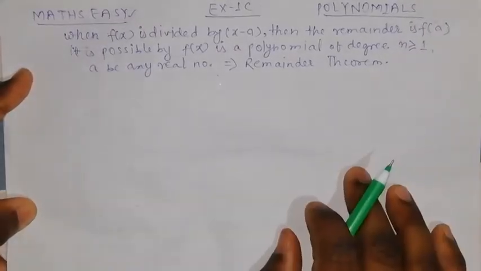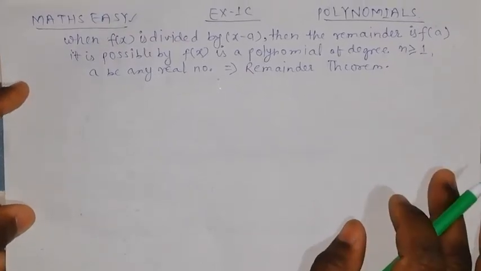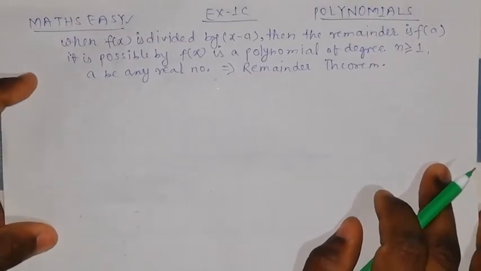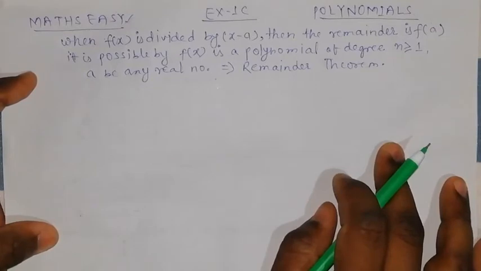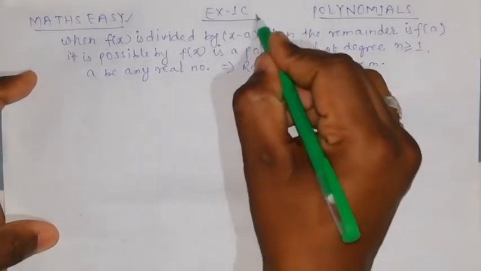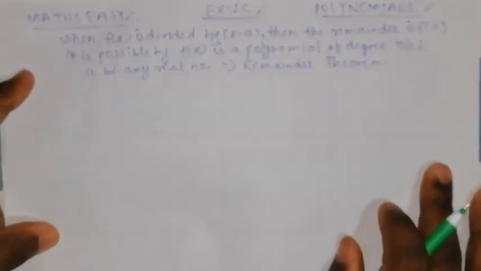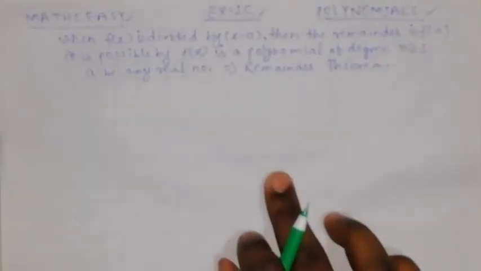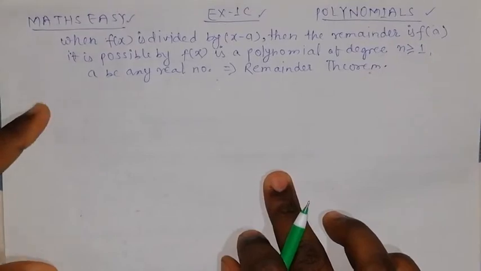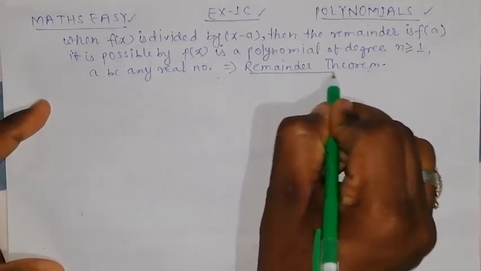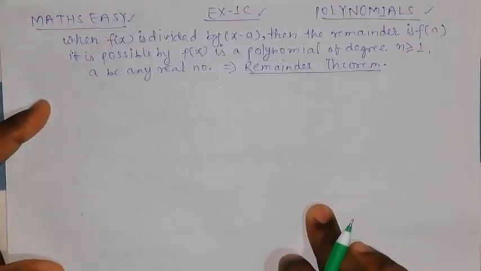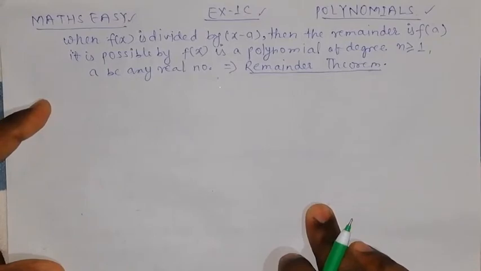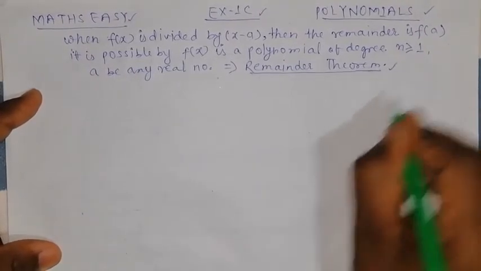In the previous lesson, in the previous class, we learned exercise 1b and today we are going to learn exercise 1c. The chapter is polynomial, guys. In this chapter, we are going to learn about the remainder theorem.